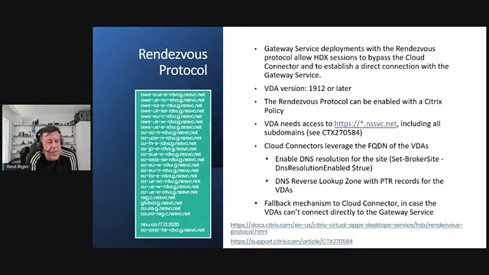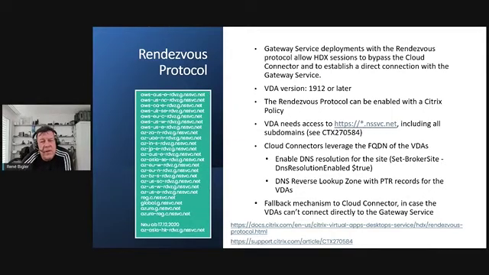There are two options: enable DNS resolution via PowerShell, or have a DNS reverse lookup zone with PTR records for the VDIs in your domain name service. There's also a fallback mechanism implemented with Rendezvous, which obviously makes sense to choose. So if there's a failure or Rendezvous doesn't work, it will fall back to the legacy or regular connection going through the Cloud Connectors.